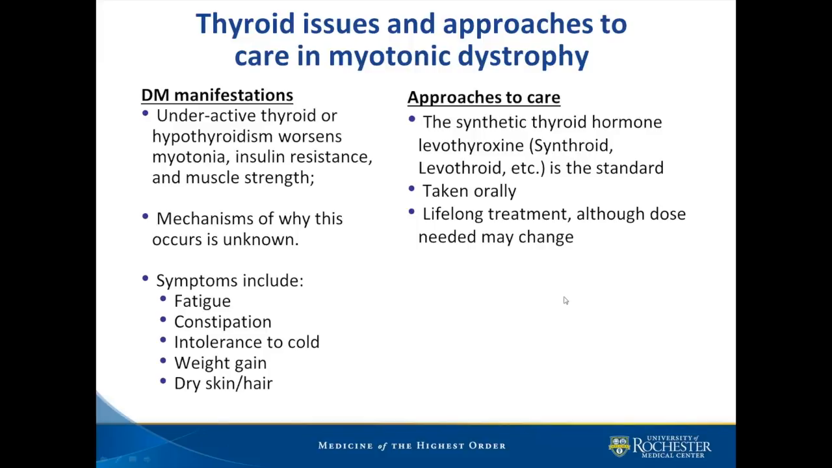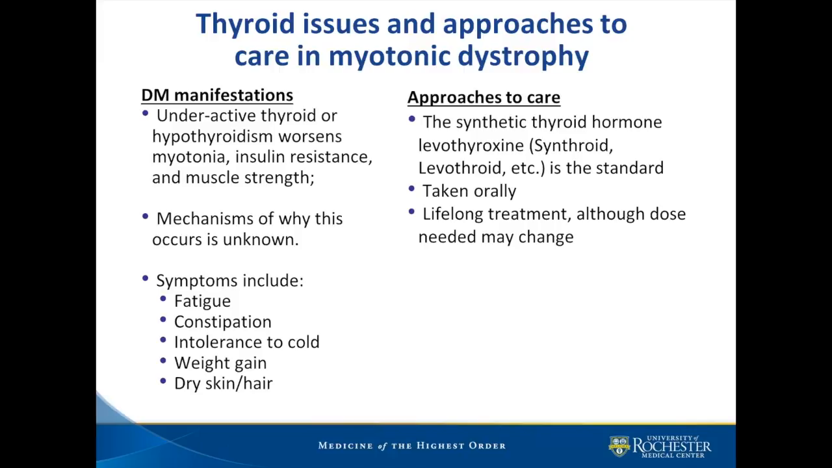If you have hypothyroidism and you wonder what it is that could be aggravated in myotonic dystrophy, particularly myotonic dystrophy type 1, but it's true for both type 1 and type 2: an underactive thyroid worsens the myotonia. You become stiffer, you become more insulin resistant, and your muscle strength declines.